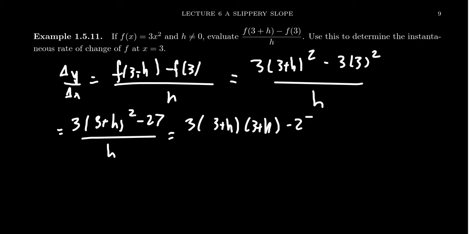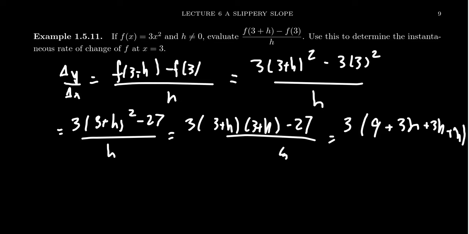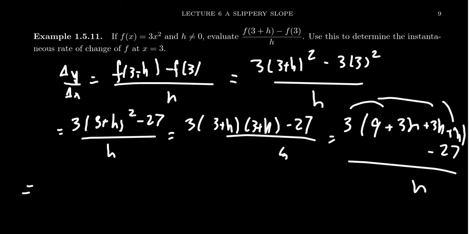If you do the FOIL technique, you're going to get first 9, outside 3h, inside 3h, last h squared, minus 27. This all sits above the h still. Distribute the 3 and combine like terms. You're going to end up with 3 times 9, which is 27. You have a 3h plus a 3h, which is a 6h. Times that by 3, you get 18h.